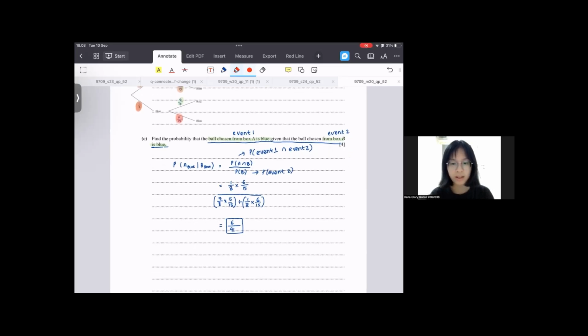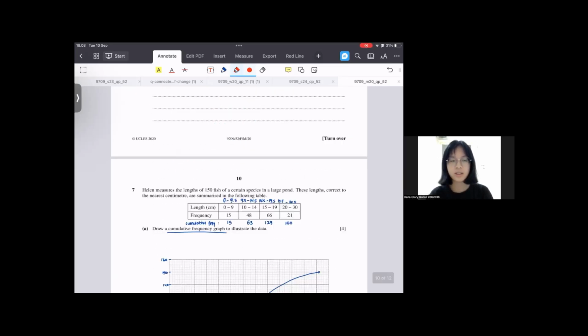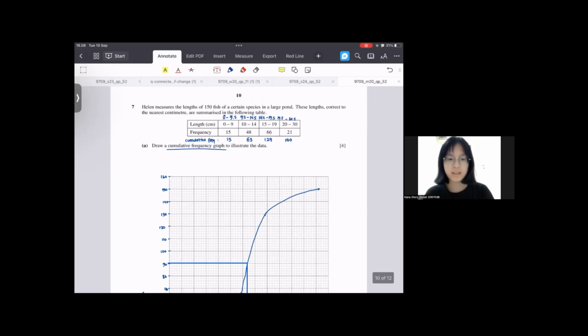Okay, next is page 10, which is question number 7. Helen measures the lengths of 150 fish of a certain species in a large pond. These lengths, correct to the nearest centimeter, are summarized in the following table. Draw a cumulative frequency graph to illustrate the data.